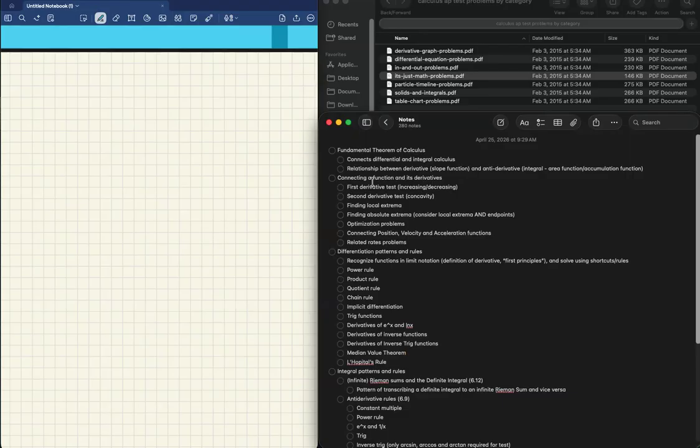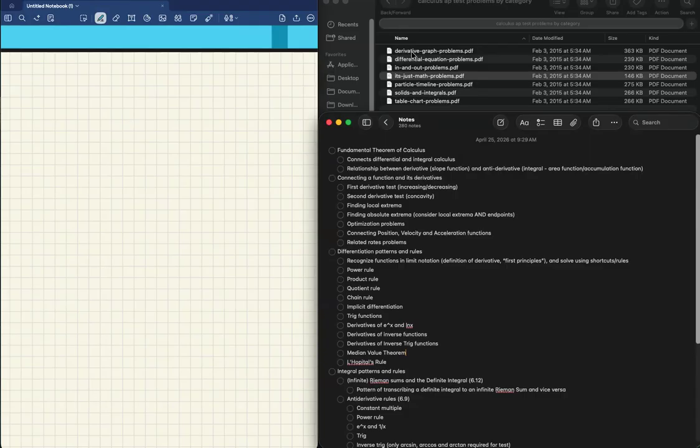So there's at first here, beginning with the fundamental theorem of calculus, the connection, understanding the connection between differential and integral calculus, which describes the relationship between derivatives, which is slope functions, and antiderivatives, which is integral area function or accumulation function, depending on the context. So this relates directly to the problems here that are up here.